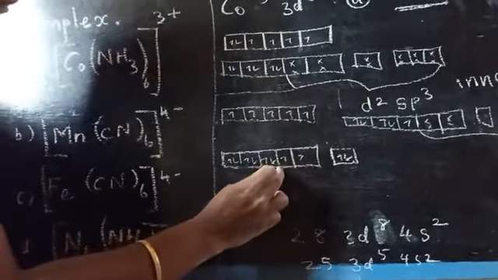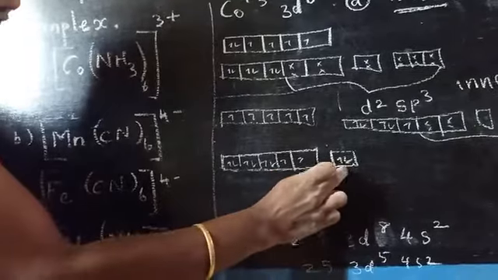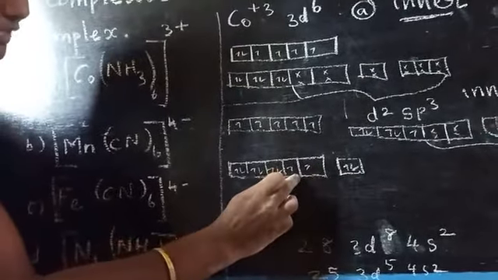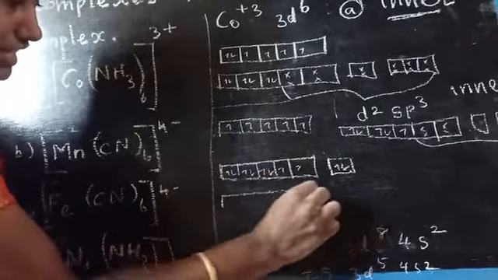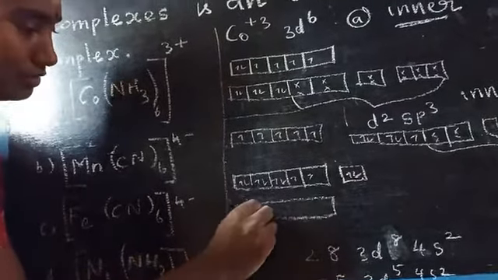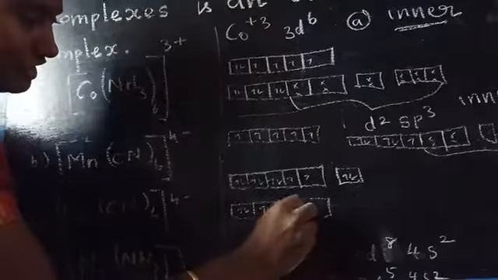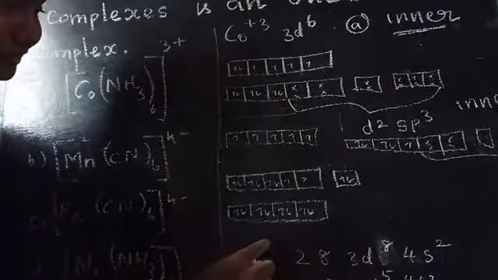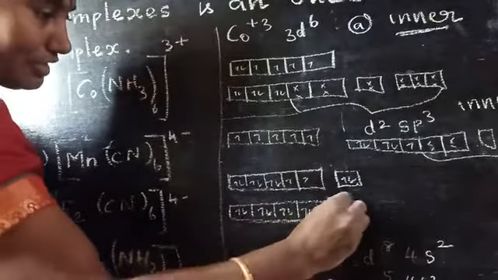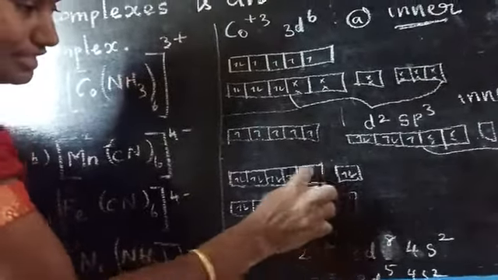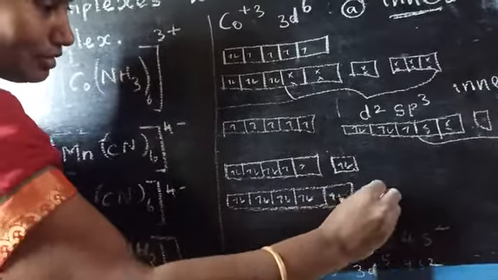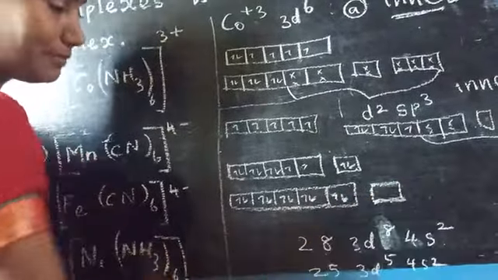So now this one starts pairing. At the same time, from the 4s the electron is shifted here. Okay, so write again: 2, 4, 6, 8. Okay, 1, 2, 3, 4. Next the fifth one, this electron is shifted here. So now the 4s orbital is empty.